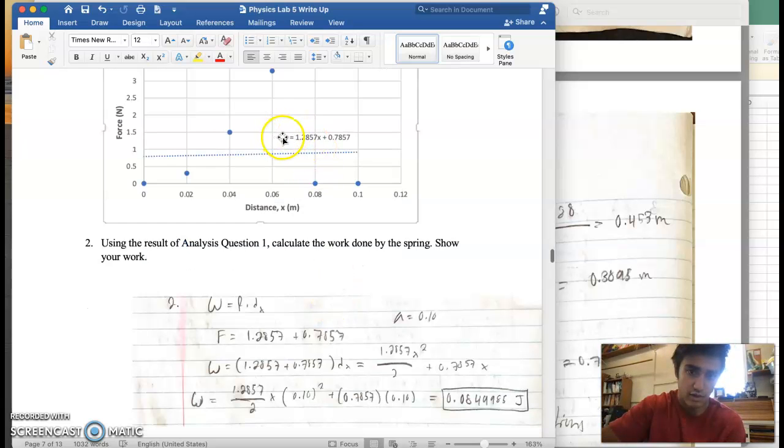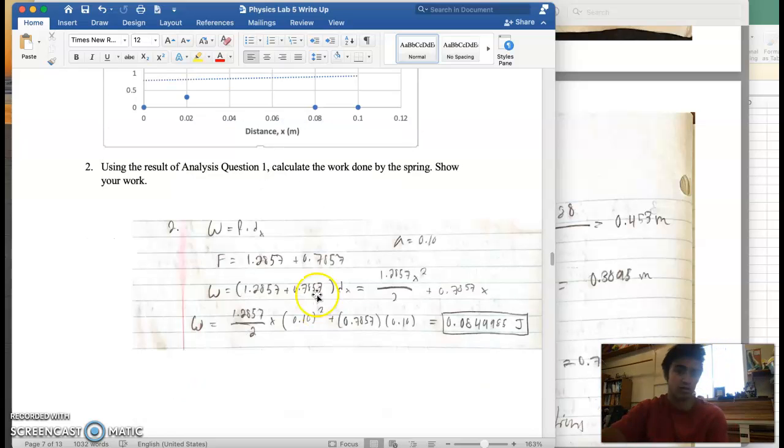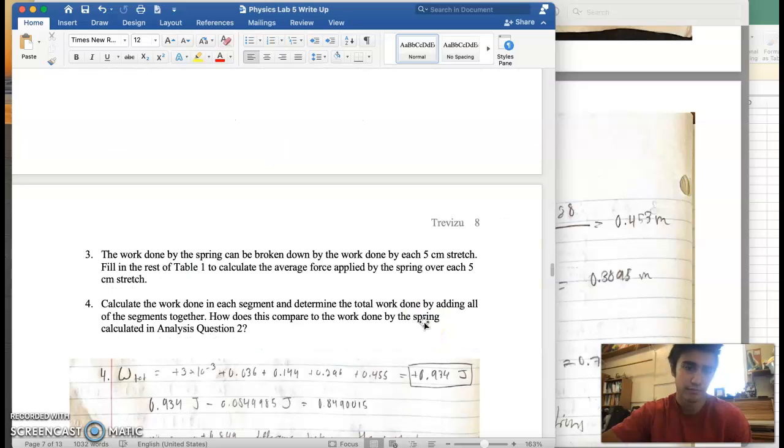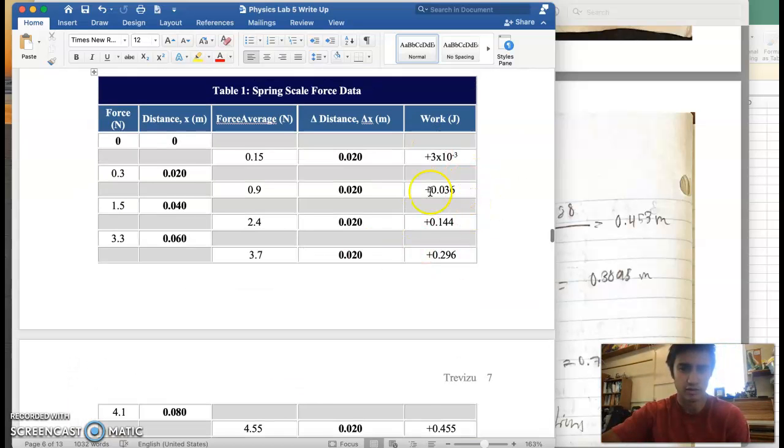Then I took that equation that's displayed there on the scatter plot, and I answered question 2, calculating the work done by the spring. Again, because the chart's wrong, the equation is probably wrong. Because the equation is probably wrong, this answer is probably incorrect. However, I did follow the process that I've been learning. Work equals force times distance, and ultimately ended up with this value. Work done by the spring can be broken down. Okay, so that was when I filled out this work.